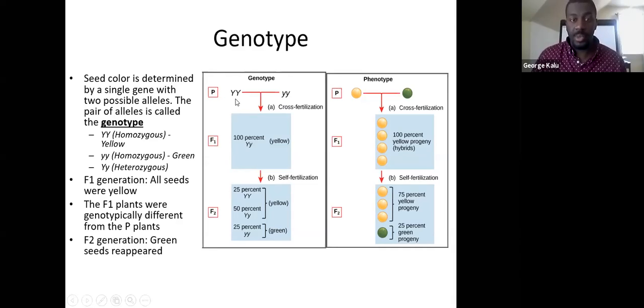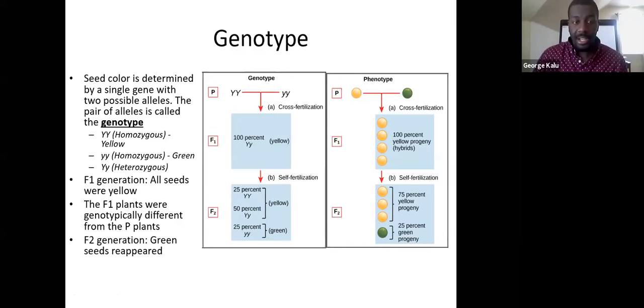So this first one, this homozygous with two dominant alleles, is going to give us the yellow color, and then the genotype with two recessive alleles will give us the green color here. So those are both homozygous alleles, but contribute to different traits, or different variations of that trait.